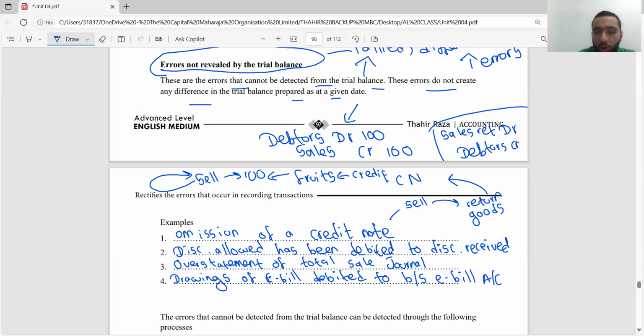So, if you don't record this in the trial balance, will the trial balance still tally? And if this entry is not put in the trial balance, will the trial balance still tally? Yes or no? Even if you don't record, will the trial balance still tally? That is my question.